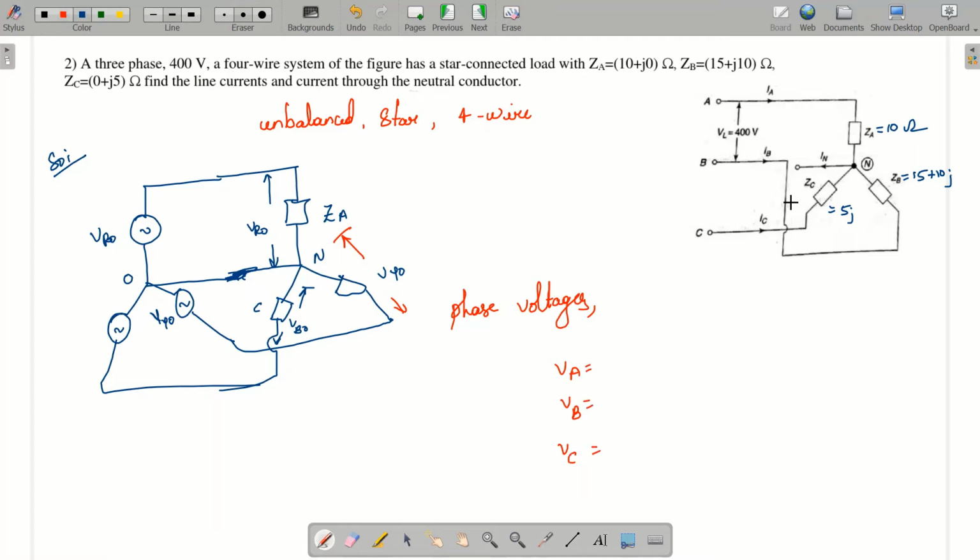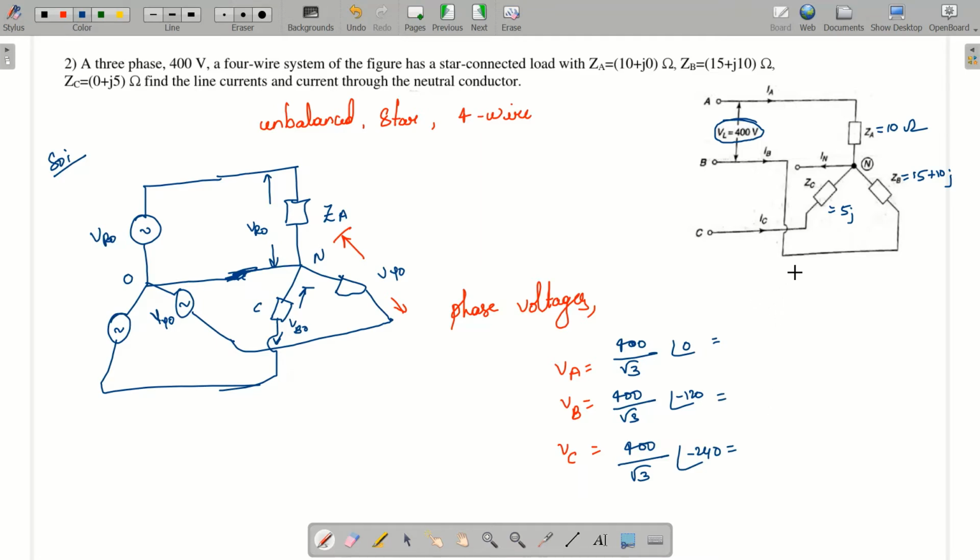As the line voltage is given as 400, you can write 400 divided by root 3 at an angle of 0, 400 divided by root 3 at an angle of minus 120, 400 divided by root 3 at an angle of minus 240. Is it clear?